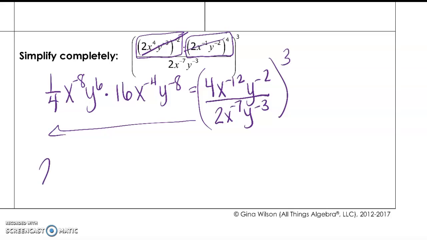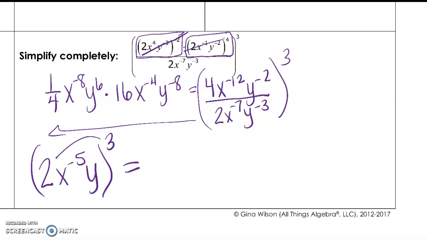4 divided by 2 is 2. We would have x to the negative 5. Negative 12 minus negative 7 would give you negative 5. And then y to the positive 1. Negative 2 minus negative 3 is positive 1. All of that is to the 3rd power.